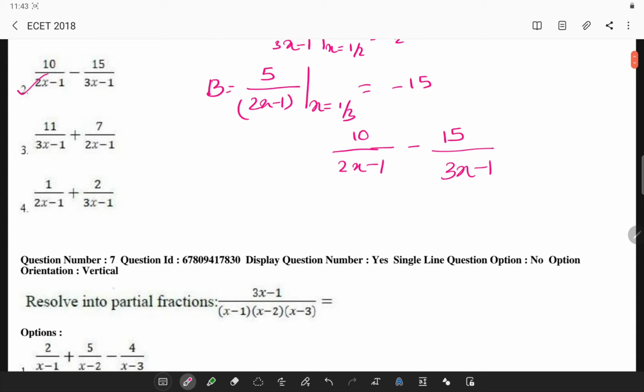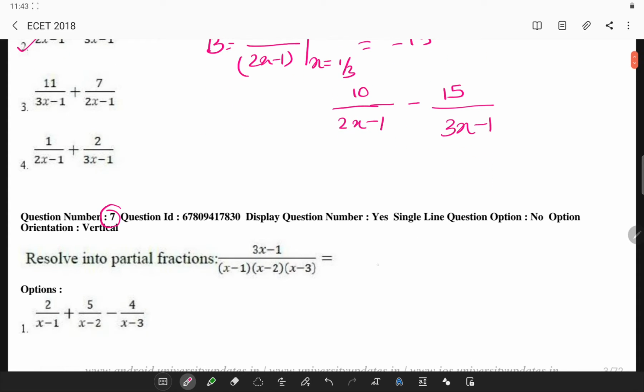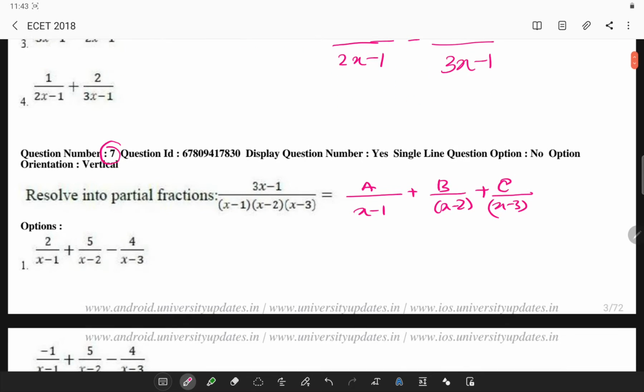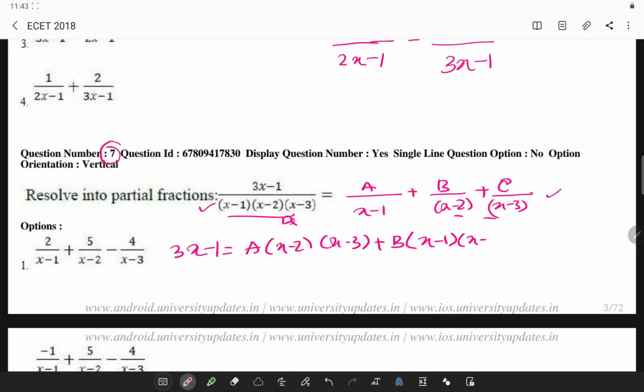So next, let's go to question number 7. Again, I'll be writing in the form of A by x minus 1 plus B by x minus 2 plus C by x minus 3. If I simply cross multiply both sides with x minus 1, this particular denominator, I'll be left with 3x minus 1 is equal to A into x minus 2 into x minus 3 plus B into x minus 1 into x minus 3 plus C into x minus 1 into x minus 2.